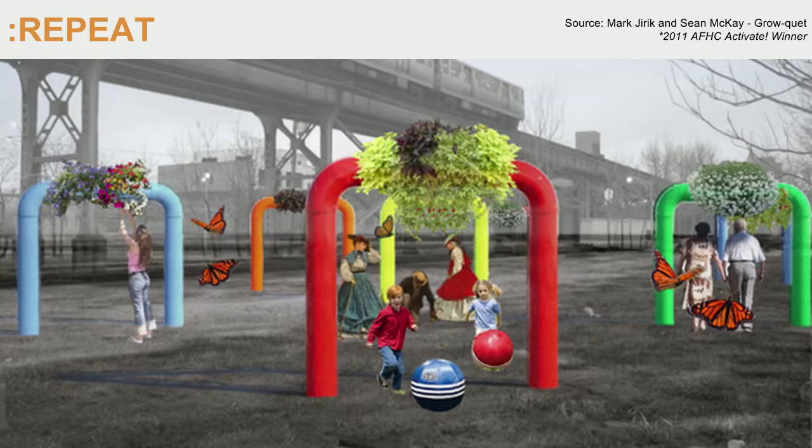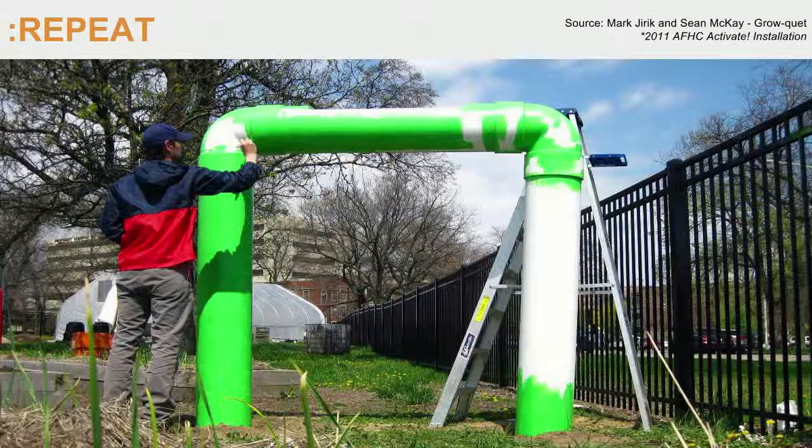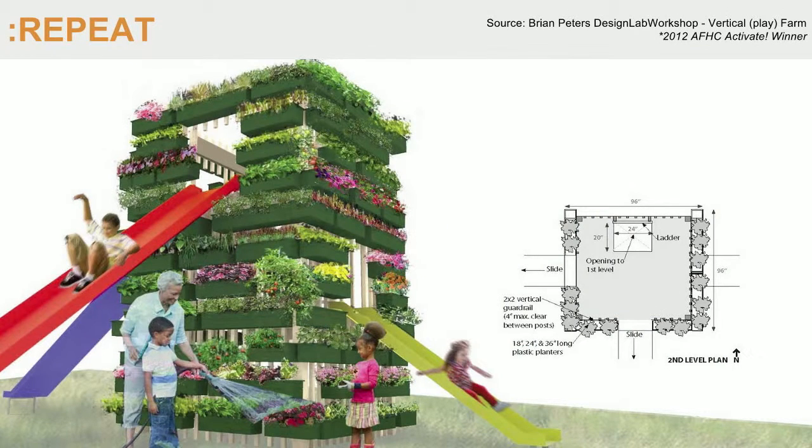So Mark and Sean said, well, what about croquet hoops in a park and activating it for children's play? So we did it. Then we said, well, what if we had a slide to it? So we activated another play space with a slide and a vertical garden.